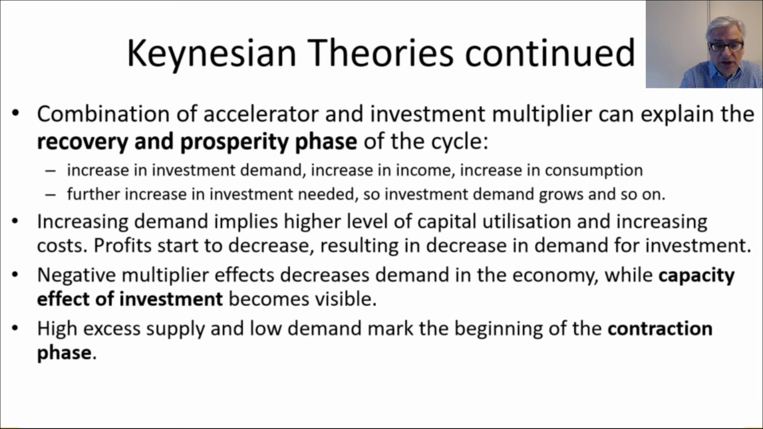And at the same time, the so-called capacity effect of investment becomes very visible in the economy. So we can see that demand is falling while the capacity effect pushes supply up. We've got high supply and lower demand. So we've got the beginning of the contraction phase again. And this is how the economy fluctuates according to John Maynard Keynes.